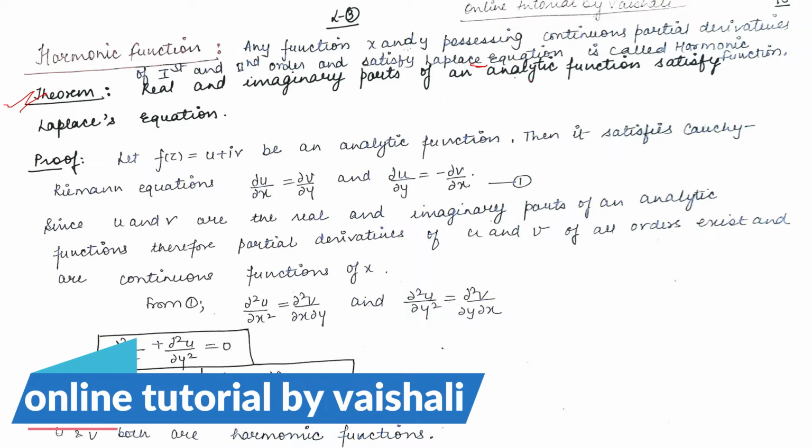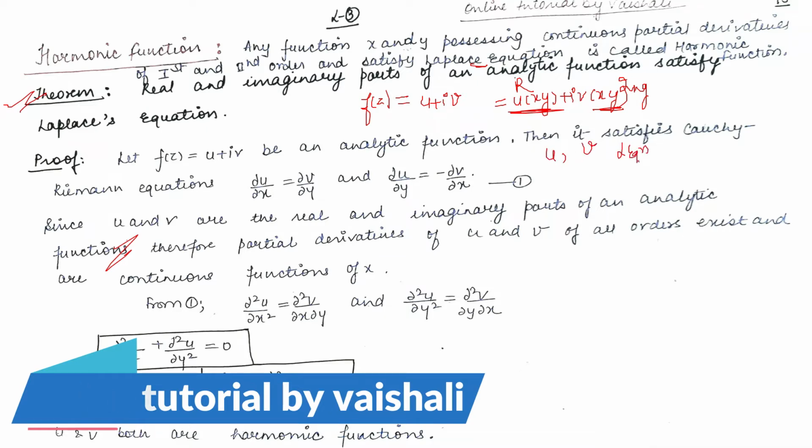Okay, so this is the theorem: real and imaginary parts of an analytic function. First you should know what a function is and how we represent an analytic function. f(z) is any analytic function which is represented by u plus iv, where u is a function of x and y and v is also a function of x and y, where u is the real part and v is the imaginary part. Now we know that the function is analytic. We have to show whether it is harmonic or not. To show that, u and v should satisfy the Laplace equation. Now this is the proof.